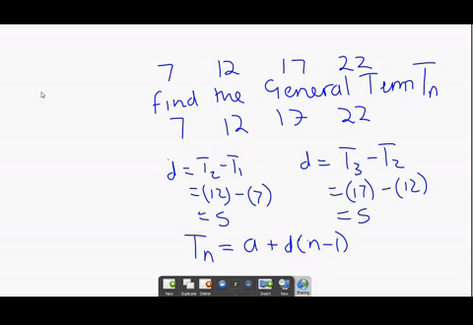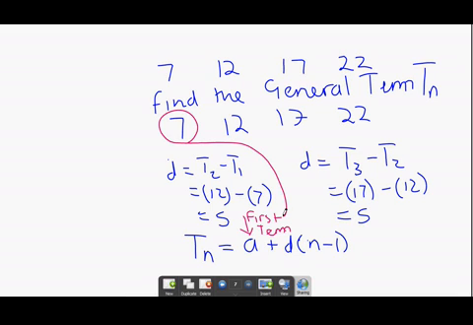In this formula, this a is the first term. That was your first term in the sequence. And the d obviously is the common difference. And n represents the number of the term. So the first term, as you can see in our sequence, is this number here, the one which was first in the sequence. The d we have already found is 5.